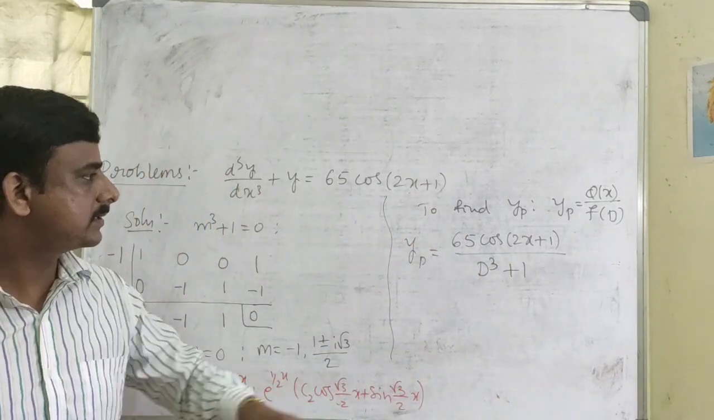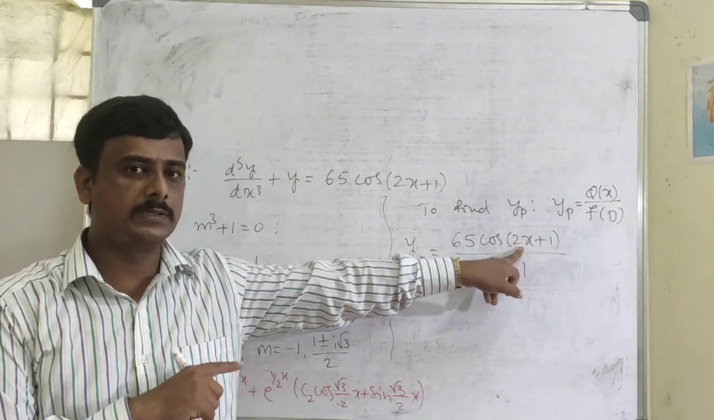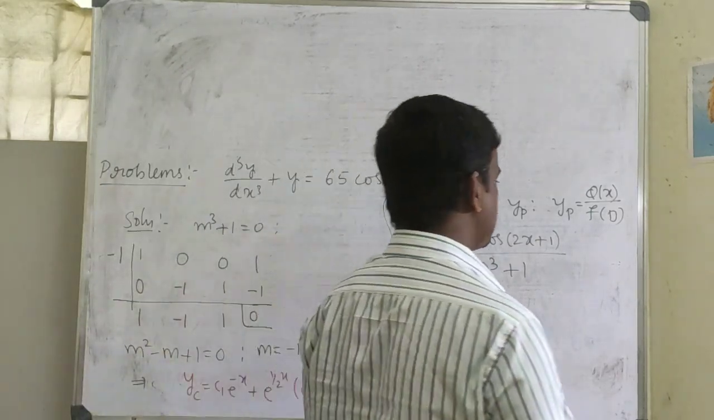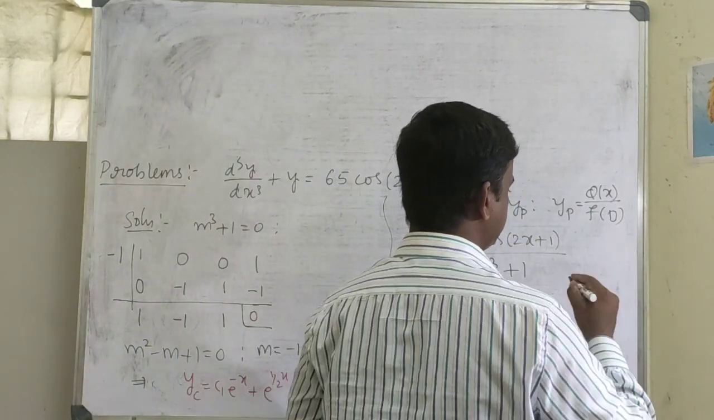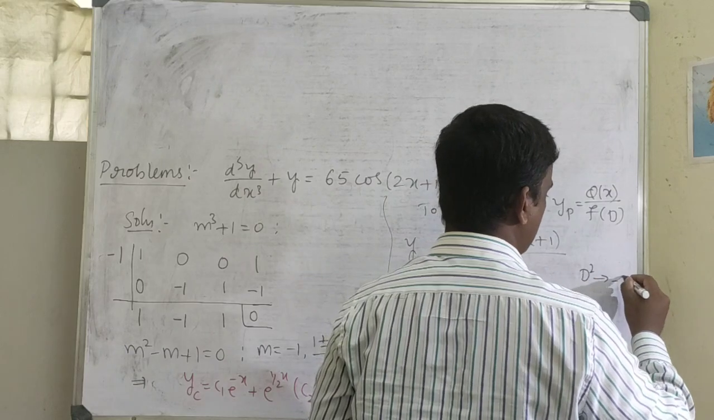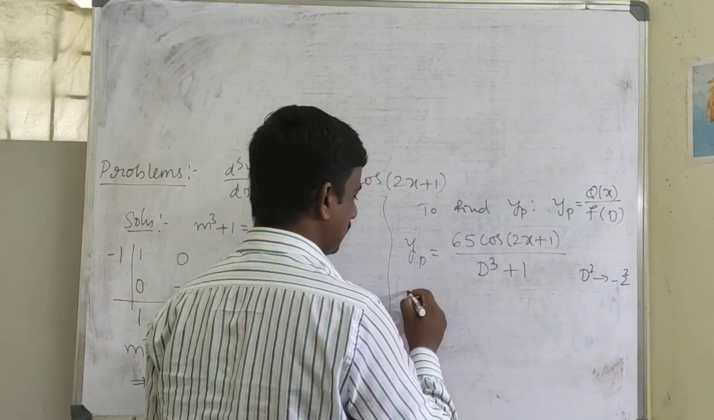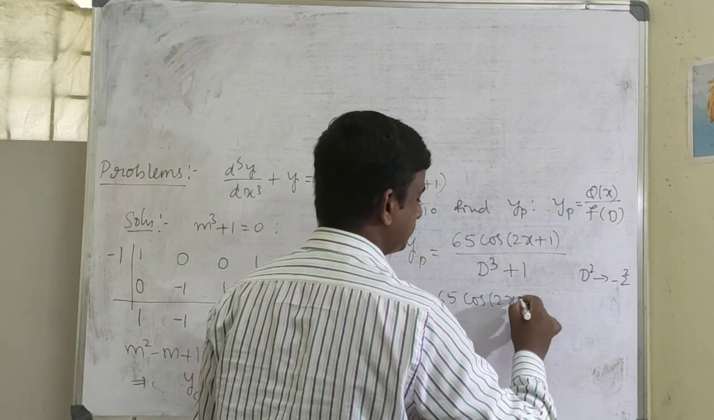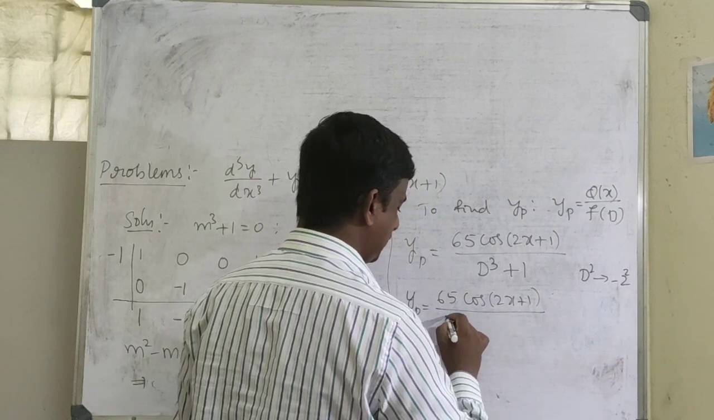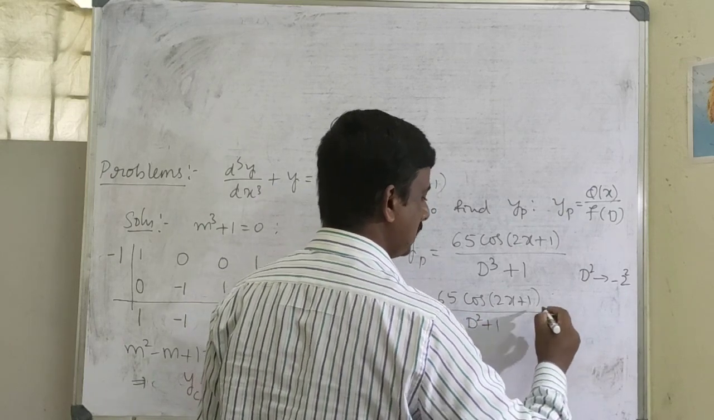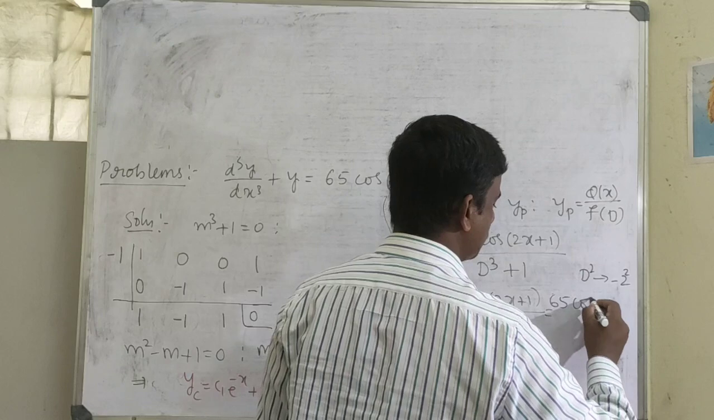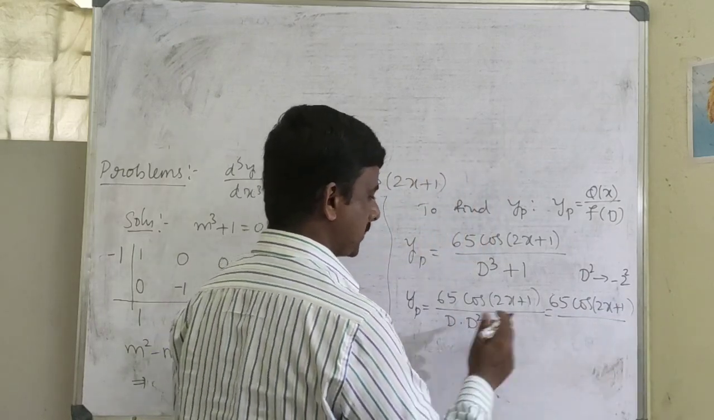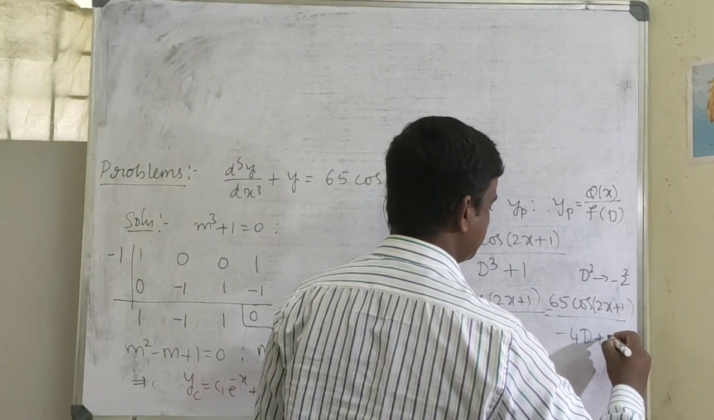Here the value of a is 2. Compare that with cos of ax plus b. So the value of a is 2. So I should replace d square by minus 4 or minus 2 square. So before that I will write this as 65 cos of 2x plus 1 divided by d into d square plus 1. So this will be 65 cos of 2x plus 1 divided by minus 4d plus 1.